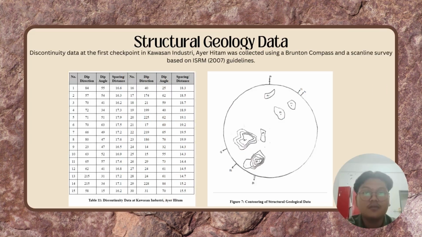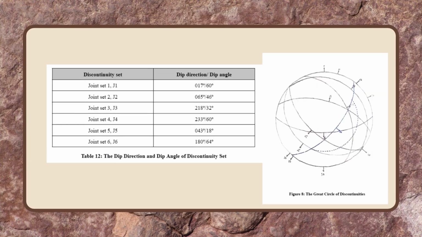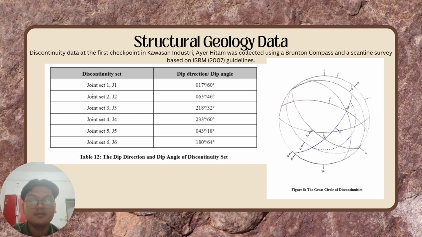Now we are going to the next part, which is structural geology data. Discontinuity data at the first checkpoint in Kawasan Industri Air Hitam was collected using the mountain compass and the scan line survey based on the ISRM 2007 guideline. There are 30 points of discontinuity data at Kawasan Industri Air Hitam. Based on that data, we can create the contour of structural geological data. Based on the contour, we get 6 joint sets which have different dip direction and dip angle. Based on that dip direction and dip angle, we can create the great circle to analyze the failure mode.